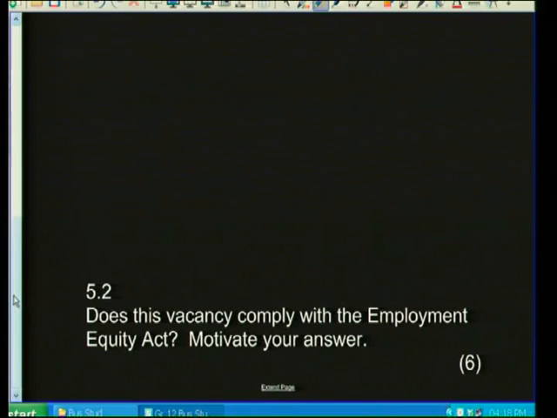5.2. Does this vacancy comply with the Employment Equity Act? Motivate your answer. Now it's very important when you get a question like this where they ask you for your opinion that you don't simply write yes or no. If you're going to write yes, you need to substantiate or motivate why you say yes. Or if you disagree and you want to say no, then you also need to be able to say, well, why you don't think it complies with the Employment Equity Act. Let's go back and look at the ad.